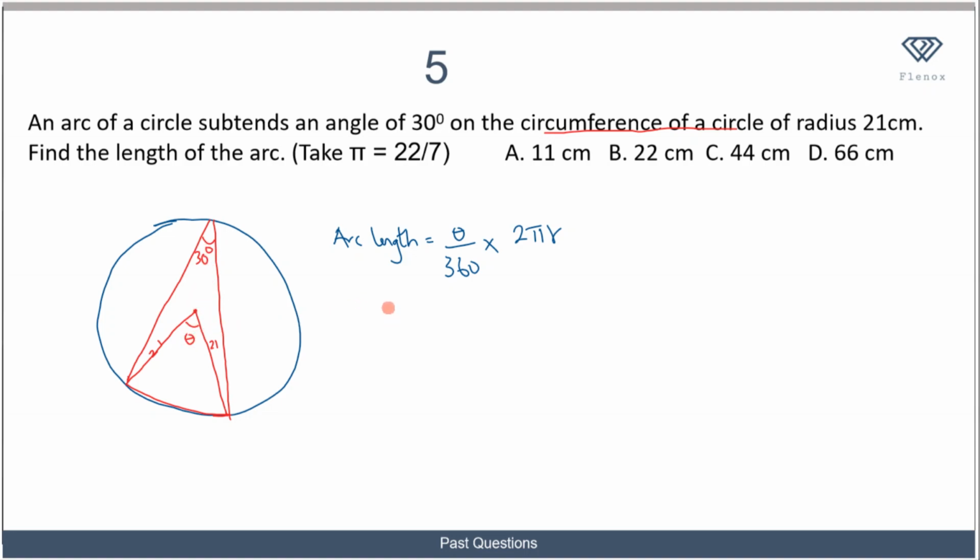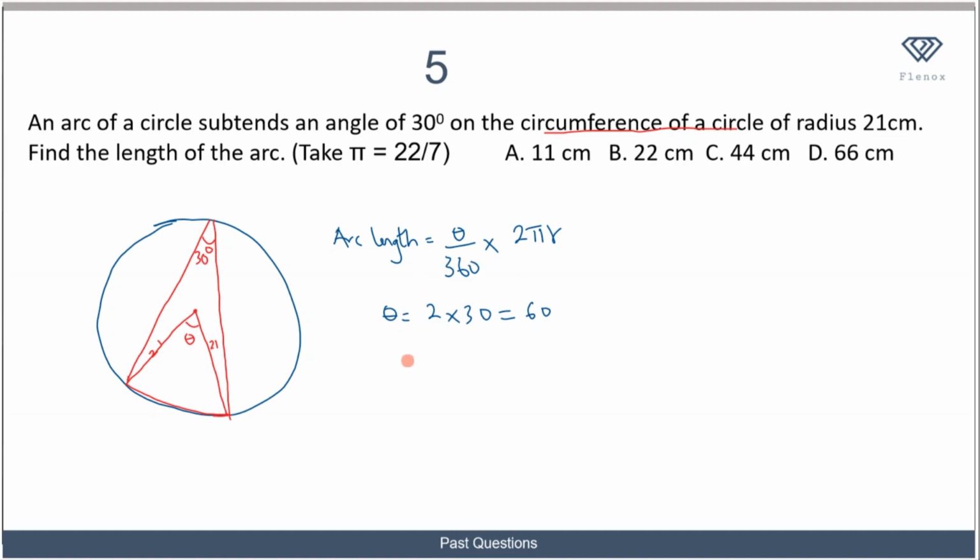So therefore theta will just be equal to 2 times the angle subtended at the circumference, and that will be 2 times 30. If you don't understand what is being done, I suggest that you go through the section on circle theorem. It's really important for this question.